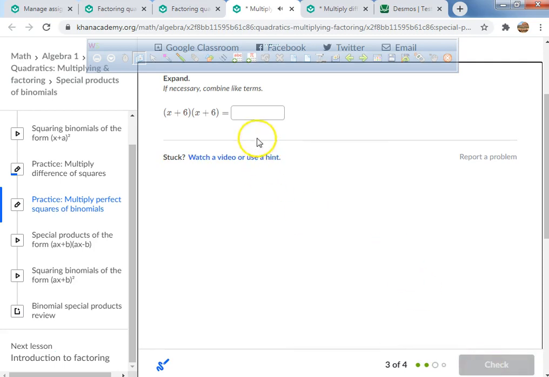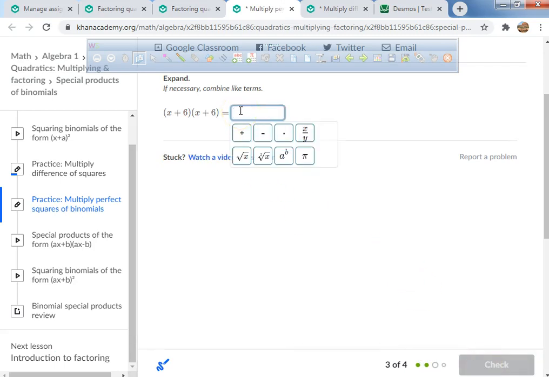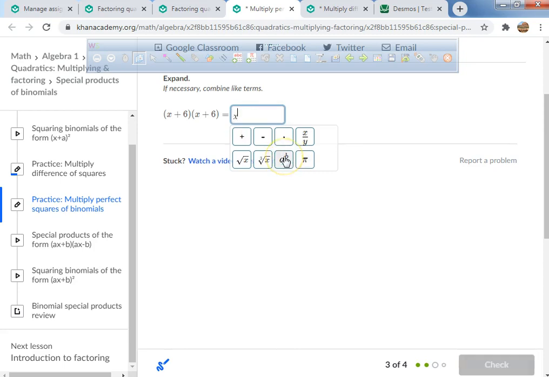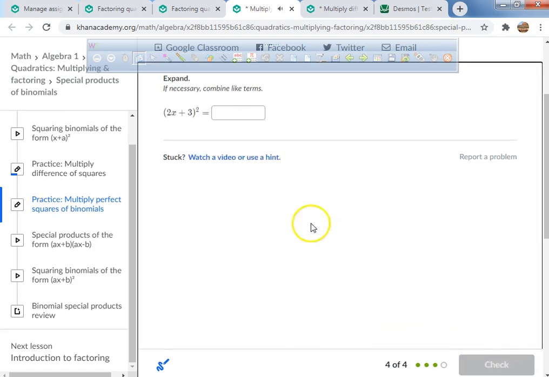All right? This one's another easy one. I won't show you the method because it's super easy. It's just x squared. What's 6 plus 6, everybody? 6 plus 6 is 12, right? So plus 12x. What's 6 times 6? 36. See, that's super easy. This one, we'd have to do a little bit of the box method, right?